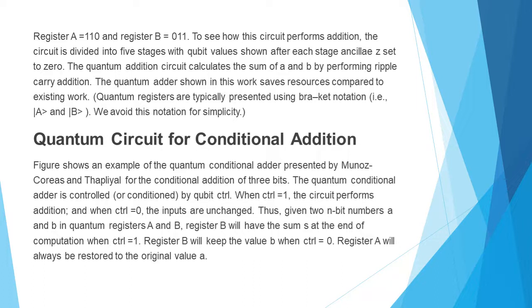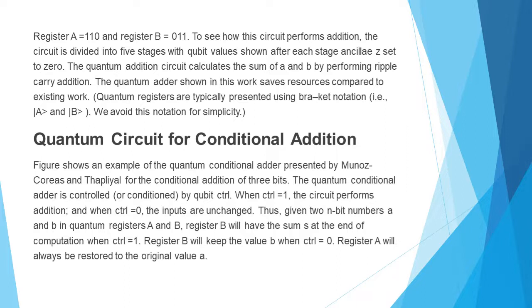Quantum circuit for conditional addition. The figure shows an example of the quantum conditional adder presented by Munoz-Coreas and Thapliyal for the conditional addition of 3 bits. The quantum conditional adder is controlled by the qubit control. When control equals 1, the circuit performs addition. When control equals 0, the inputs are unchanged.